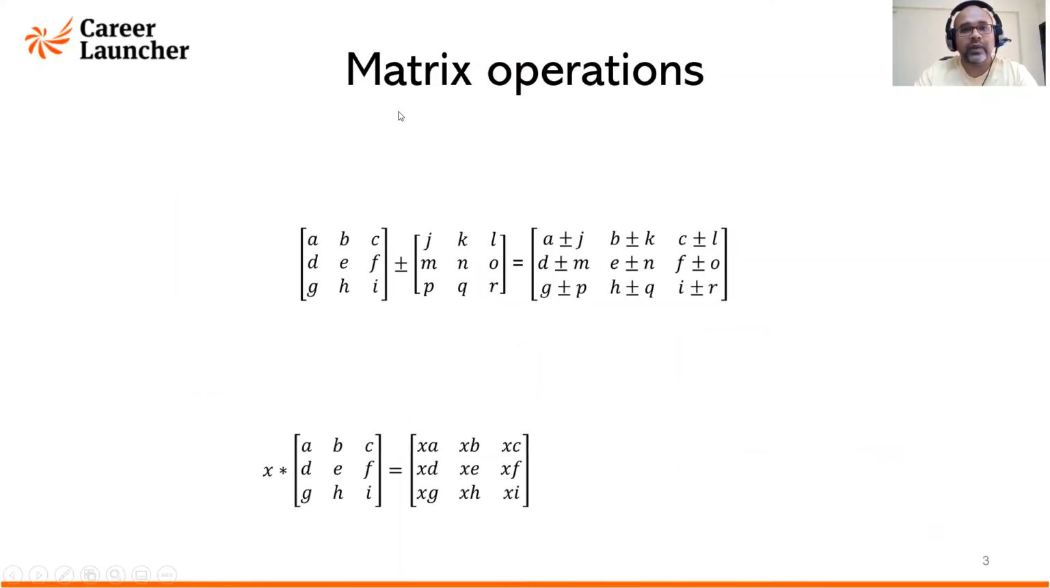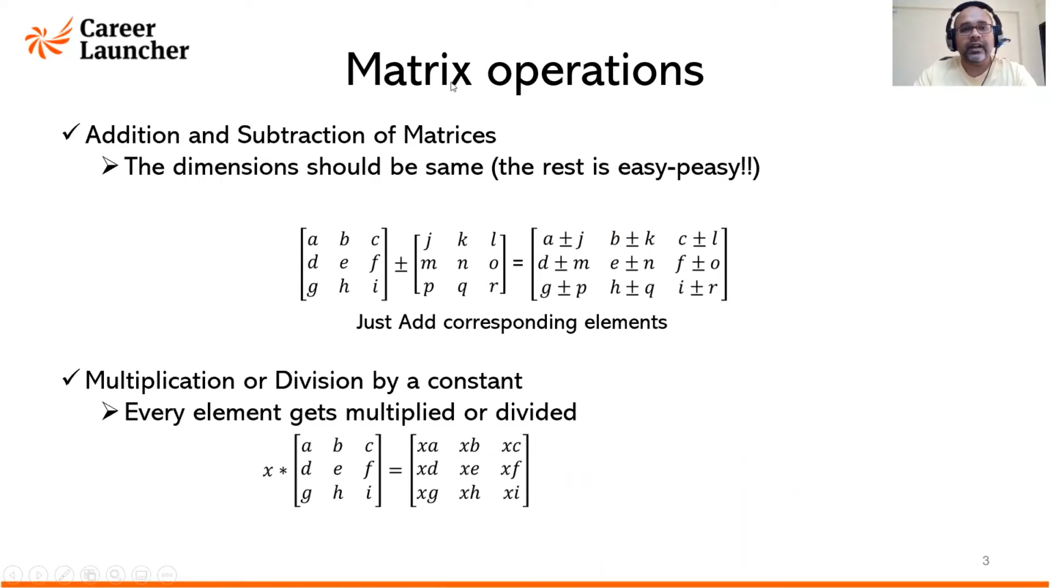Right, so let's start with the basic matrix operations. There are three types of matrix operations we're going to look at. First two are addition and subtraction of matrices. And the second is going to be about multiplication of matrices. So let's first focus a little bit on the addition and subtraction of matrices.